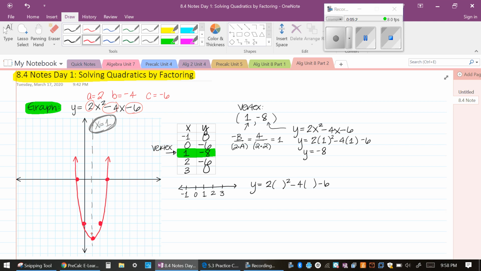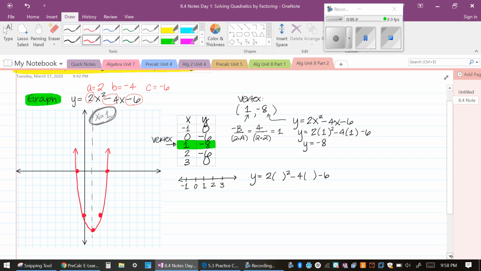Okay. Now, we talked about x-intercepts. An important vocabulary word. X-intercepts are points where the parabola touches the x-axis. The x-intercepts can sometimes be part of the table. So the x-intercepts here are -1, 0, and 3, 0.